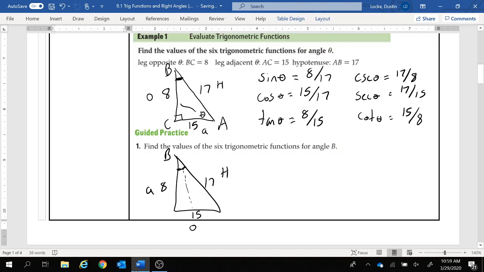So notice how the hypotenuse stayed the same for both of those problems, right? So the hypotenuse will never change. It's really the opposite and the adjacent side are the ones that'll change. So let's go ahead and check your work.